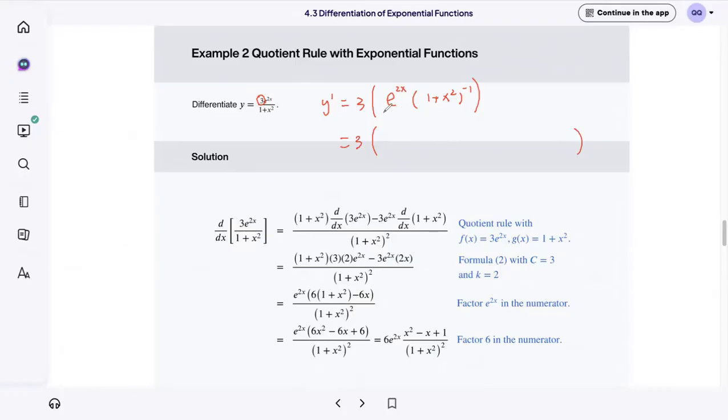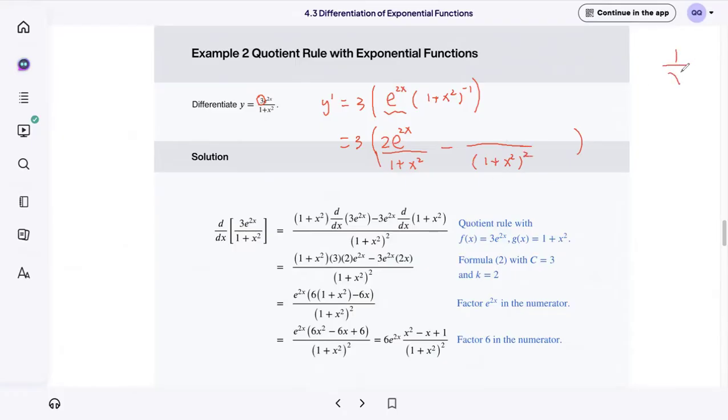The product rule says take the derivative of the first one, which gives me 2 e to the 2x, right? Because the derivative of e to the 2x: first I keep e to the 2x, then I differentiate the exponent, which is 2. Then multiply by the second one, which is 1 plus x squared. Then take the derivative of the second one, which is (1 plus x squared) raised to -2. Then I put it in the denominator.